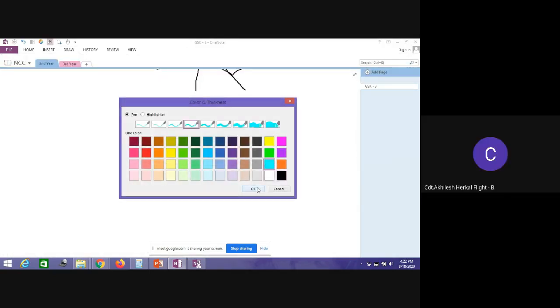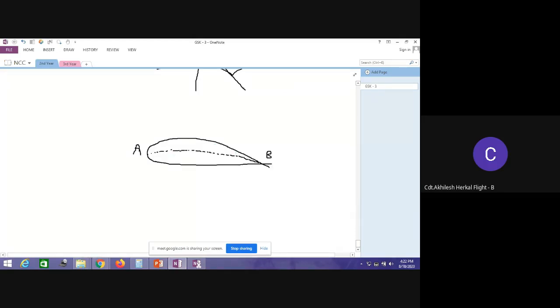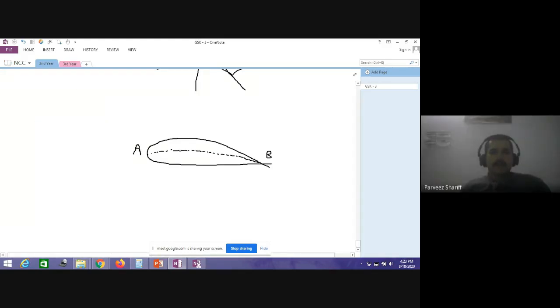The minimum angle required for the elevators while taking off. No, there is no elevator that comes into the picture. Anyway, thanks for the attempts. Where is my mouse? I lost my mouse. Okay.